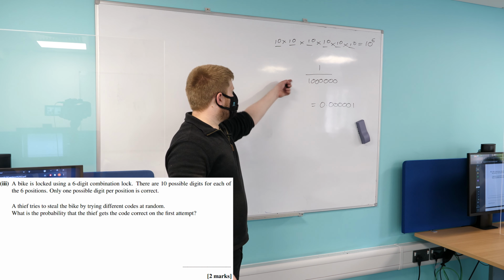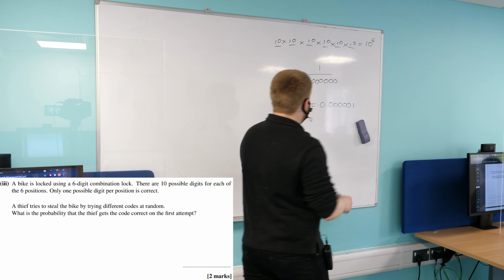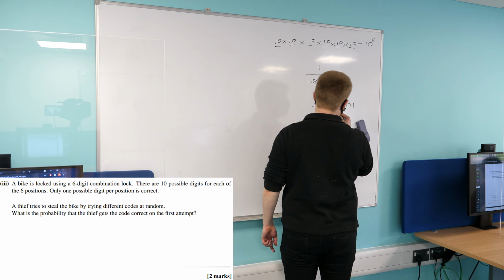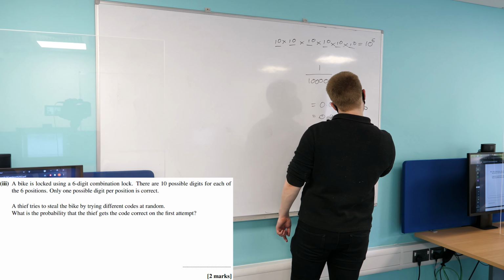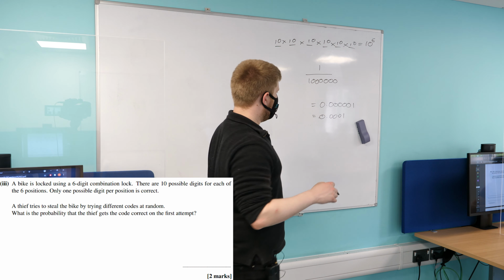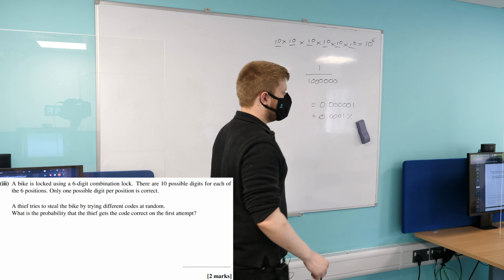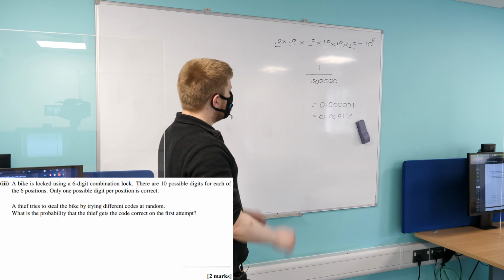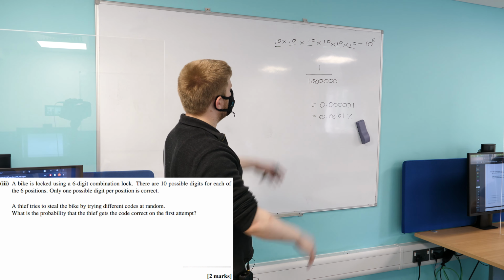Yeah. So either that one or that one. If you wanted a percentage, I mean, there's not really much point, but it would be 0.0001, isn't it? Percent? Like so? I think. Yeah. Okay, so either one of those forms is totally fine.